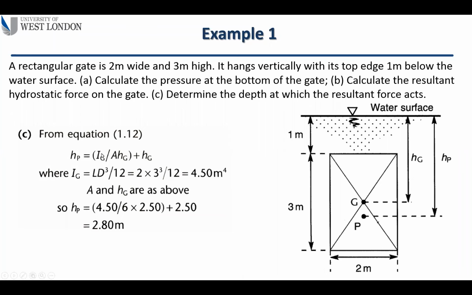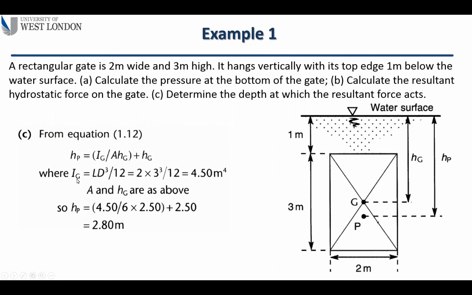As you can see here, the vertical depth of the pressure center is larger than h_G, by the amount of the term inside the bracket. So you need to calculate all the terms here.